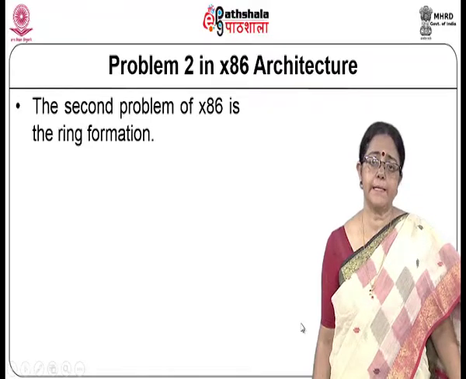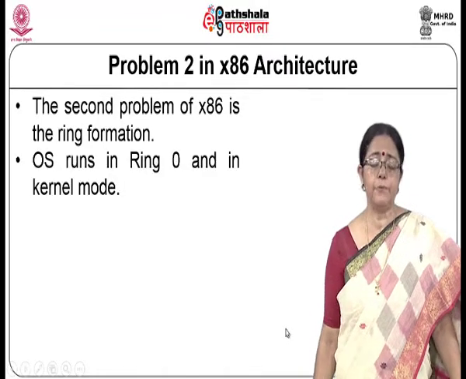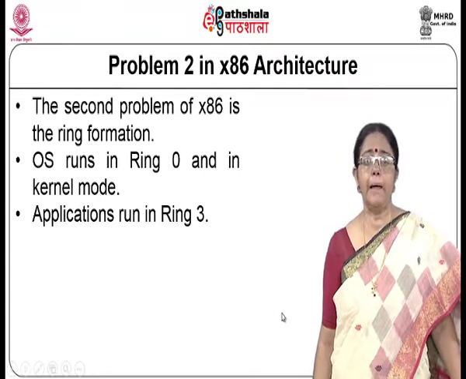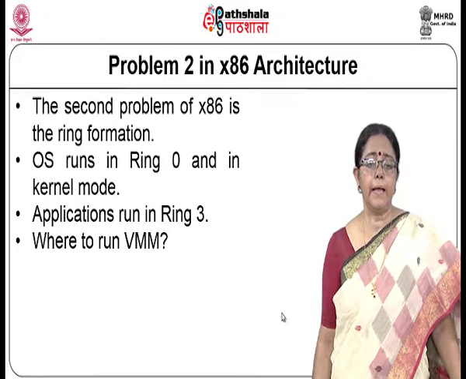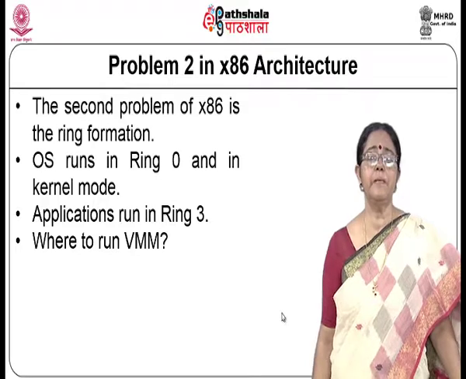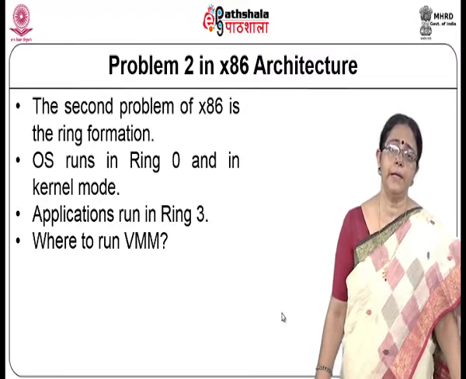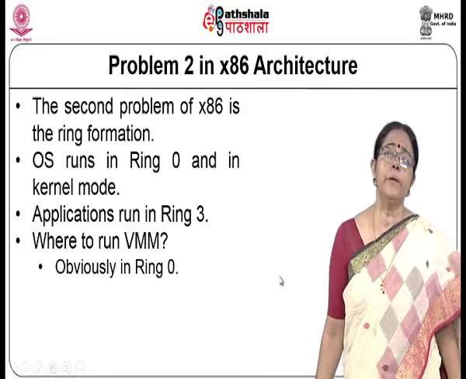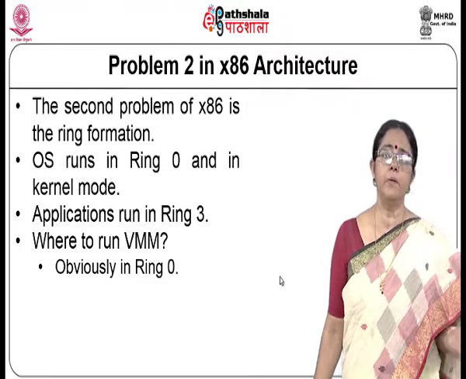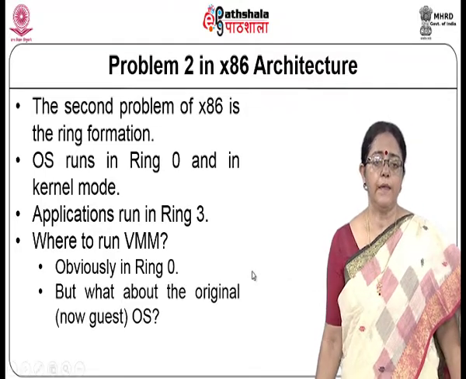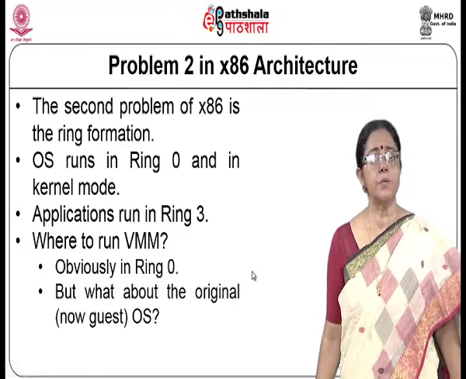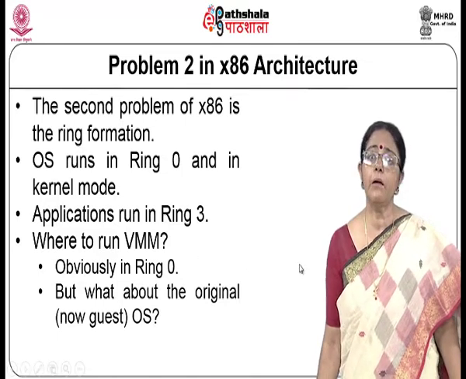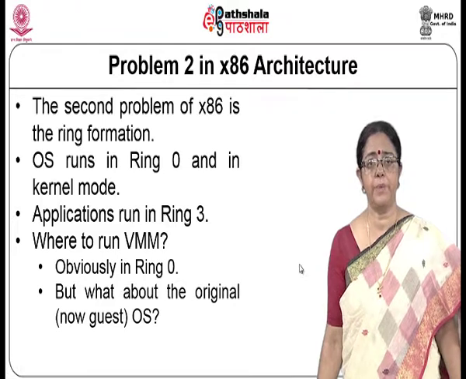The second problem of x86: if there are 4 rings and the OS, that is the kernel, is run in ring 0, and applications are run in ring 3, then where will the VMM run? The VMM is supposed to be running on top of the hardware. Here, on top of the hardware, the kernel is running in ring 0. So, if the VMM has to run on top of hardware, we have to run the VMM in ring 0. Then what about the guest OS? The guest OS is used to running on top of the hardware and therefore in ring 0, but we cannot run both in ring 0. We have to make a choice.